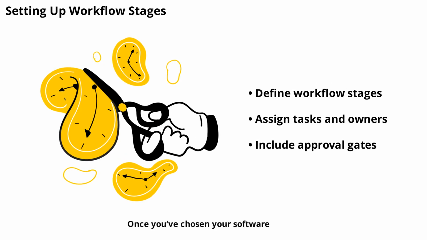Once you've chosen your software, it's time to set up the stages of your workflow. Typical stages might include content creation, review, approval, scheduling, and launch. For each stage, define the tasks, assign owners, and specify any dependencies. Make sure to include approval gates where necessary so nothing moves forward without the right sign-off. This structure keeps your campaigns organized and ensures that every detail is checked before going live.